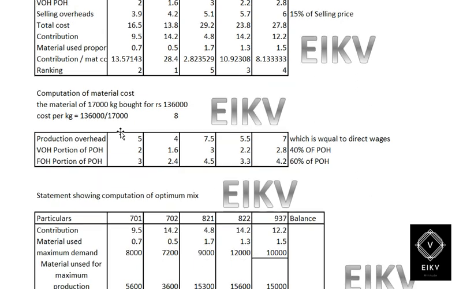Variable overhead. So I have created another statement for computation of variable overhead, which is a production overhead 5, 4, 7.5, 5.5 and 7. Over here the computation is 40% of such cost is variable overhead, and next 60% is considered as fixed overhead.